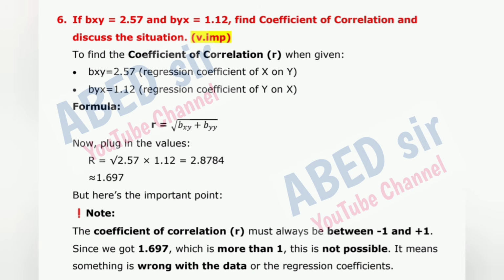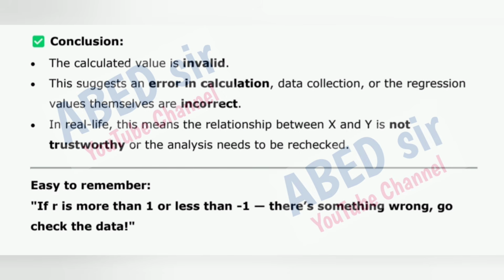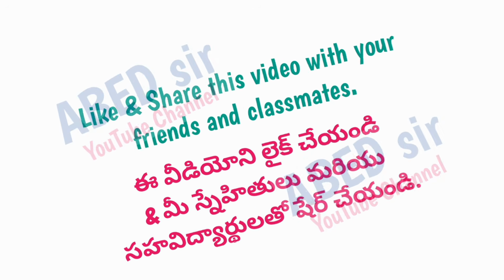It means something is wrong with the data or the regression coefficients. Conclusion: the calculated value is invalid. This suggests an error in calculation, data collection, or the regression values themselves are incorrect. In real life, this means the relationship between x and y is not trustworthy or the analysis needs to be rechecked. Easy to remember: if r is more than 1 or less than -1, there's something wrong, go check the data.